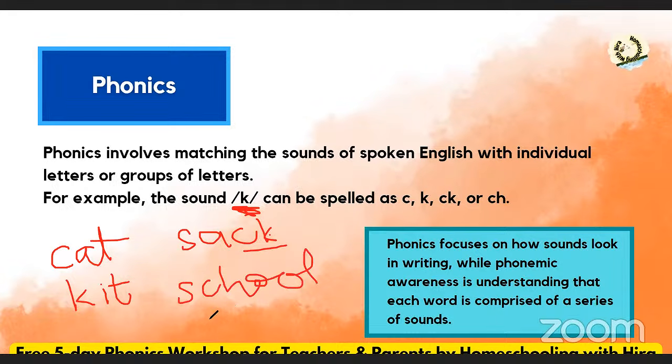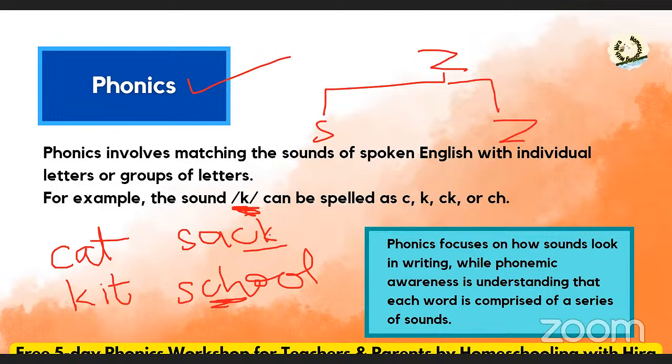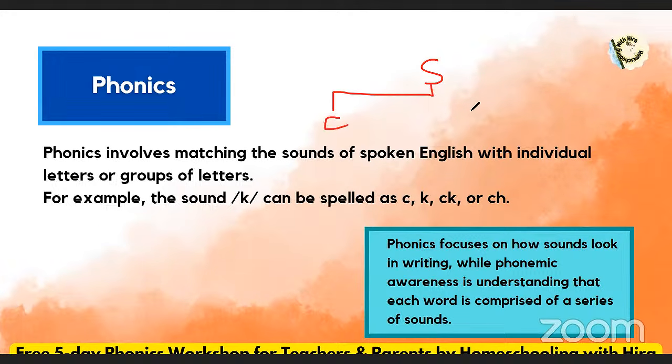So if you are teaching phonics to your kids, you need to tell them how many different combinations or different patterns there are which can say a single sound, right? For example, Z can be spelled with S and Z both, right? Or you can say that S can be spelled with C and S both. So this all is phonics. We begin with the basic level and then we go to the higher level of phonics. Okay.